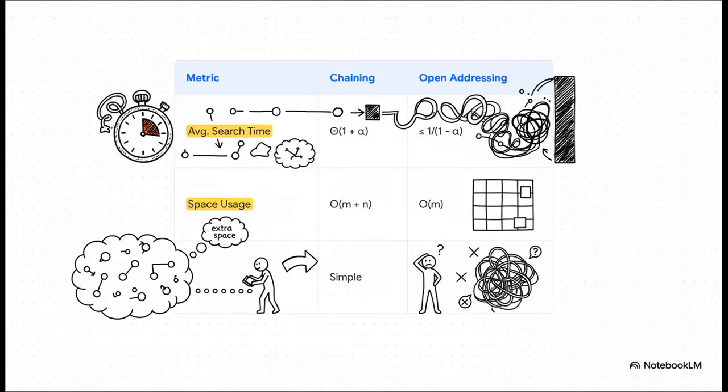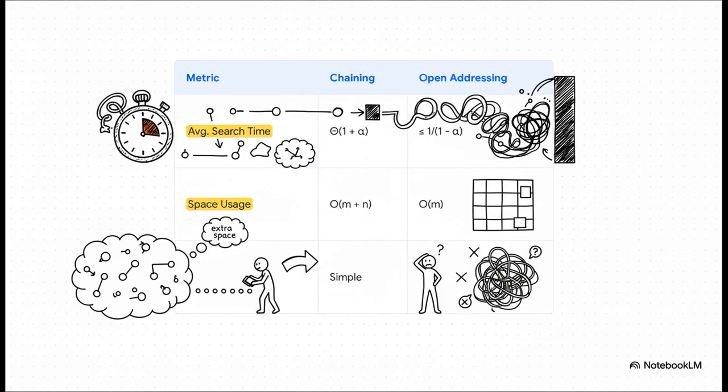So this table really lays out the big trade-offs. Let's look at search time. With chaining, the time just grows nicely with the load factor, alpha. But look at open addressing. As alpha gets close to 1, meaning the table is almost full, that search time blows up. It gets really, really slow. For space, open addressing wins. It's leaner. Chaining needs extra space for all those little buckets.